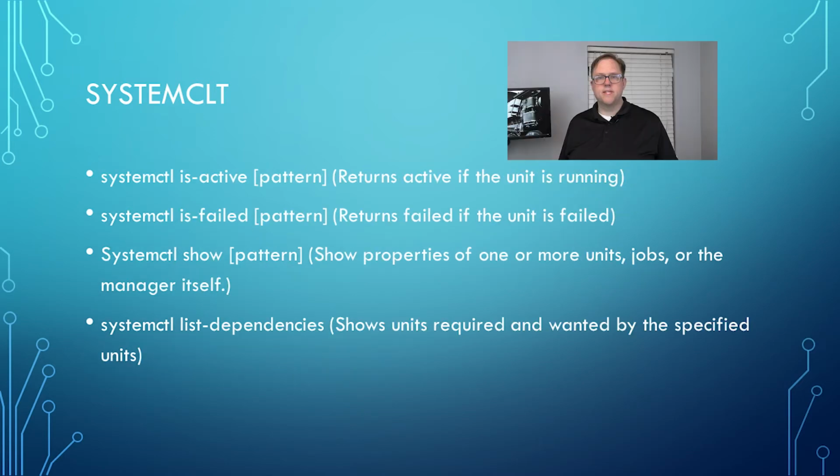Next up is systemctl is-active and systemctl is-failed. Both these commands will return the status of the service in a one-line output. Systemctl show will show all the properties of a particular service, and then systemctl list-dependencies will show all the dependencies that a service requires to function.